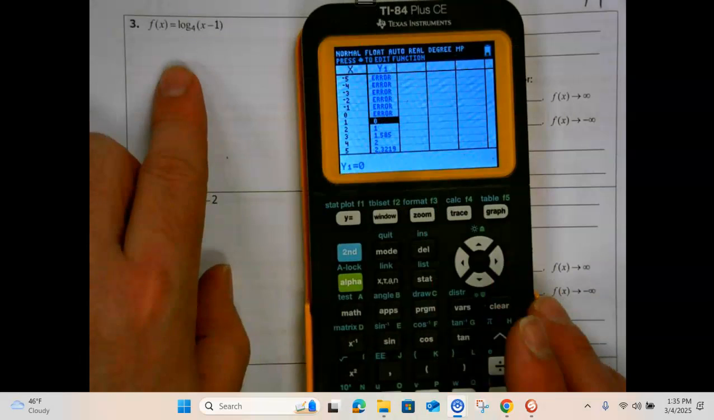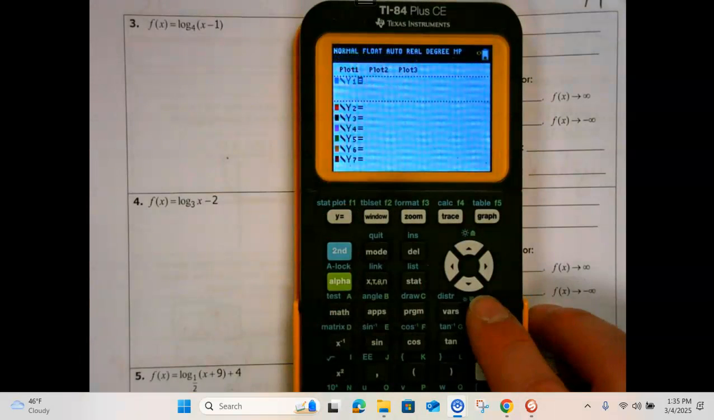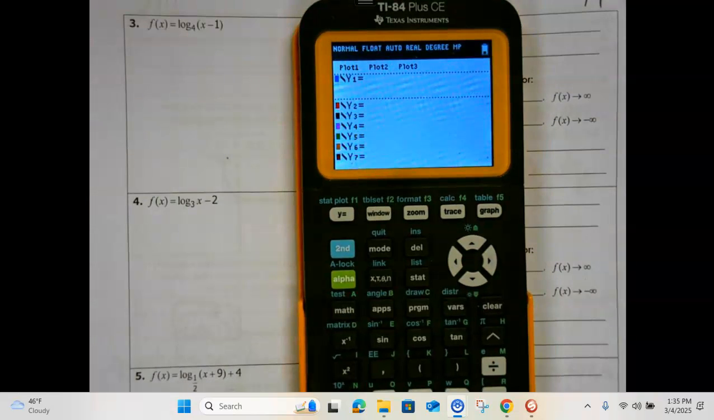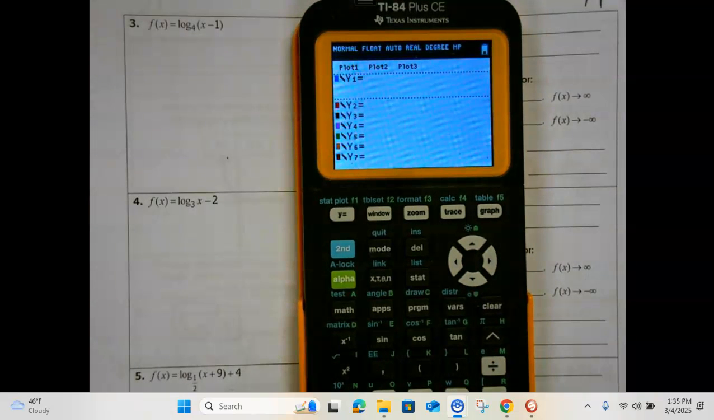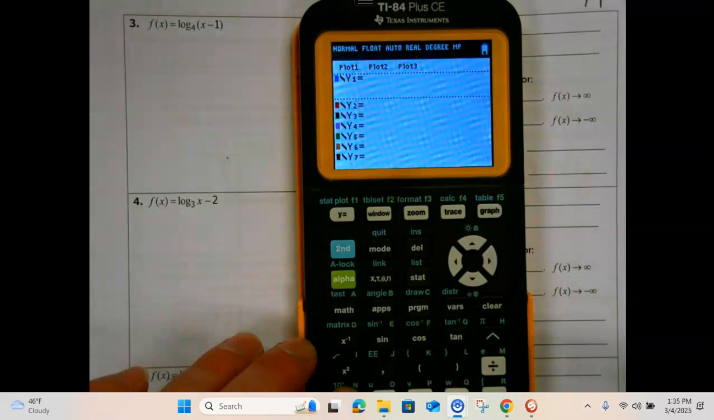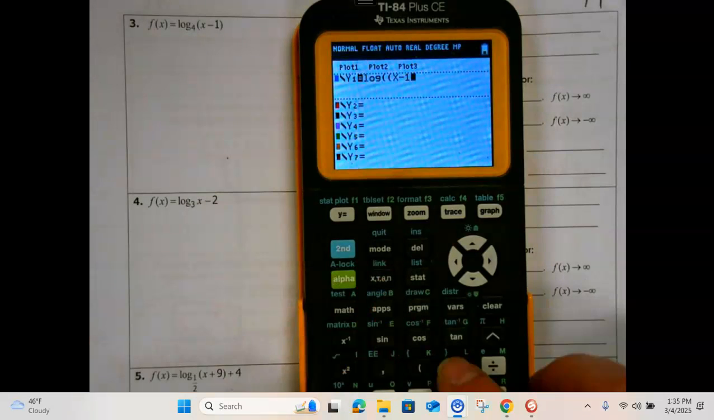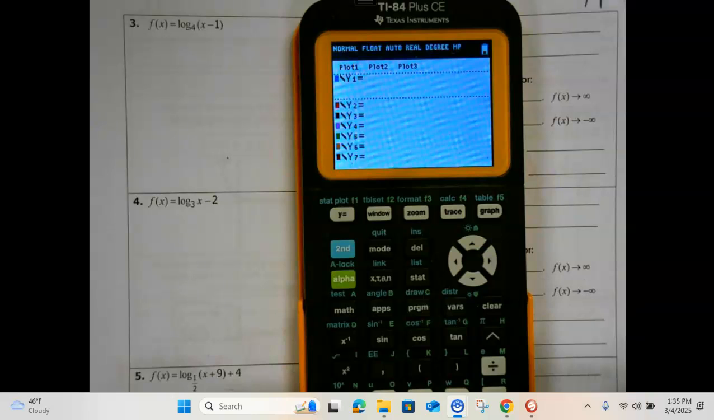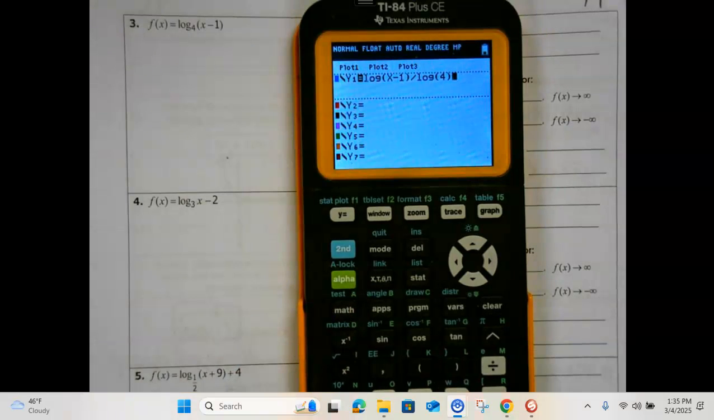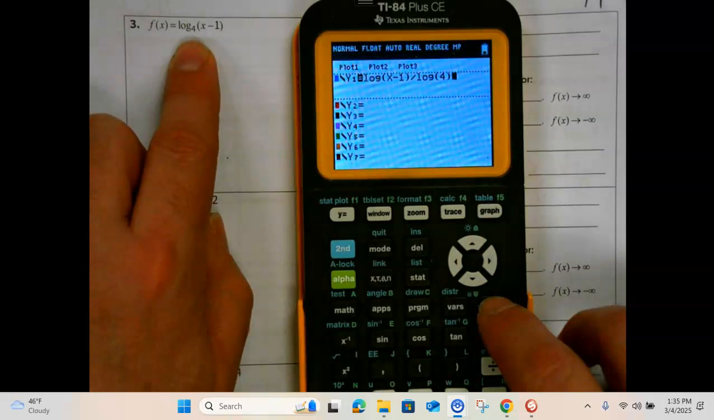Go to my calculator. Again, if you wanted to do change of base, I don't know why you would, but if you did, you would do log of x minus 1. Oops, I put too many parentheses. Log of x minus 1 divided by log of 4. Now, I'm not going to actually do it this way in a minute. I'm just showing you again, if you're looking later. We're going to do the easy way.